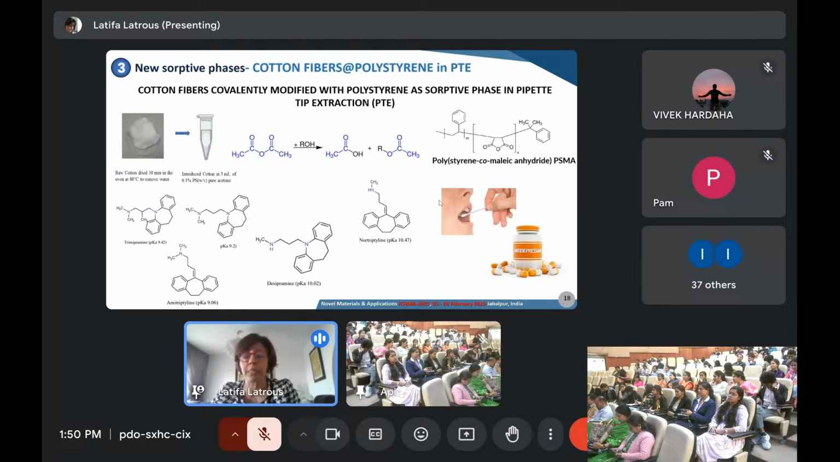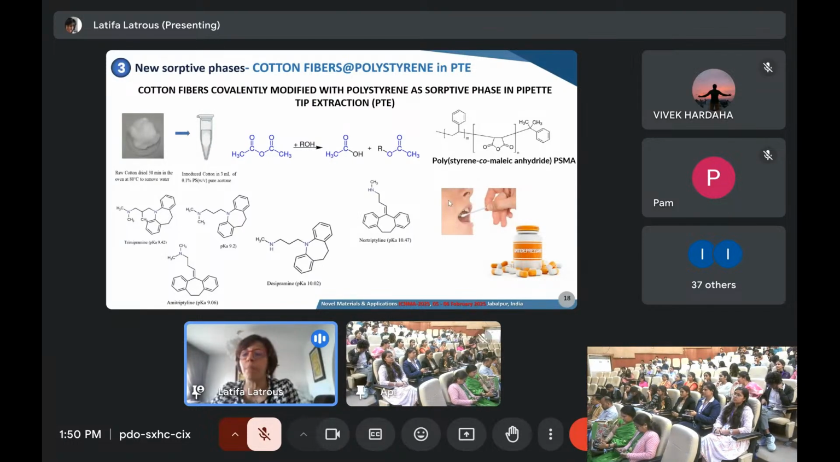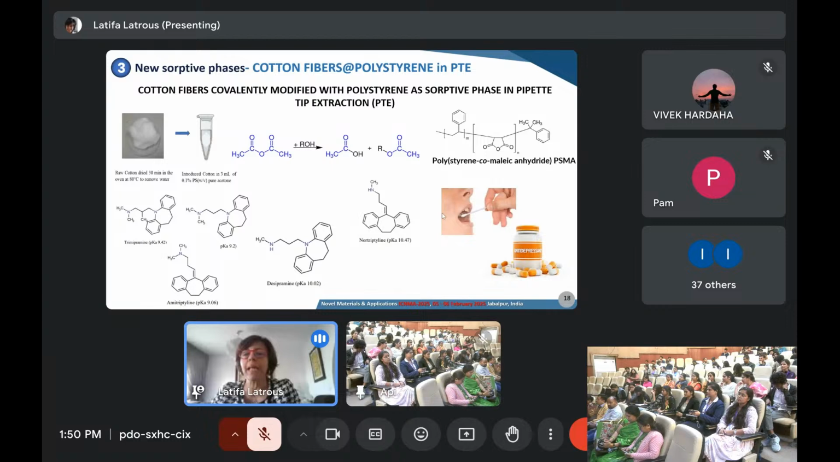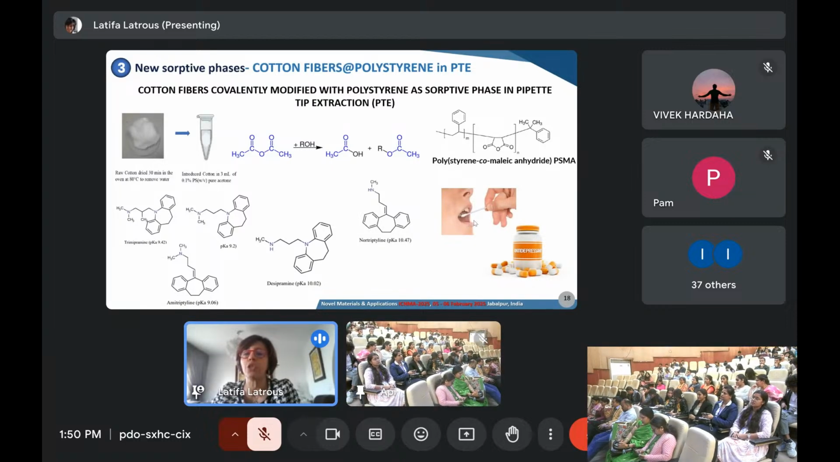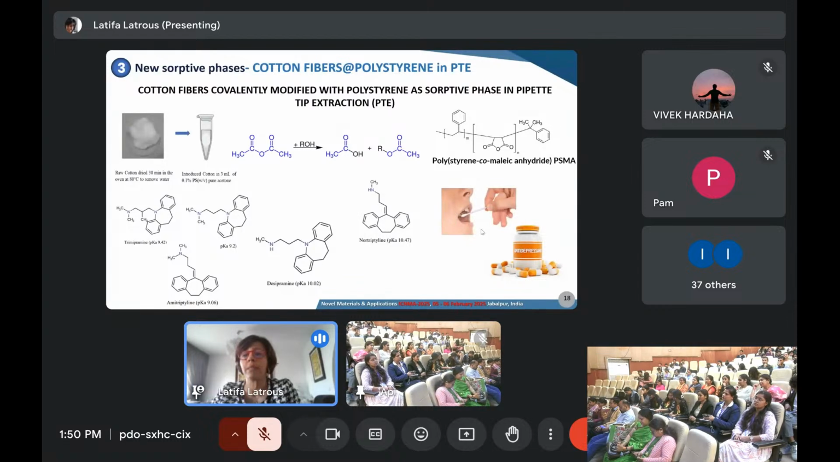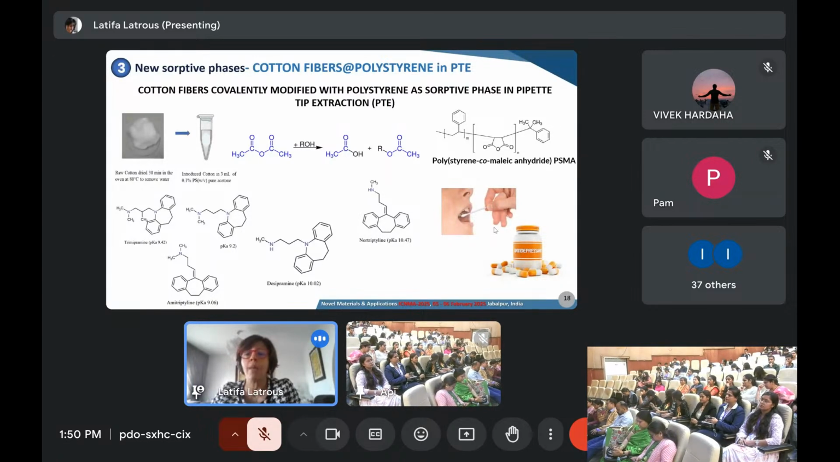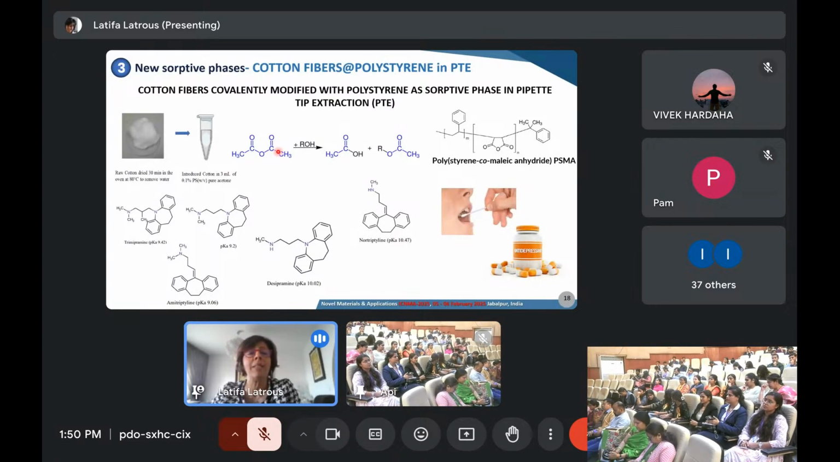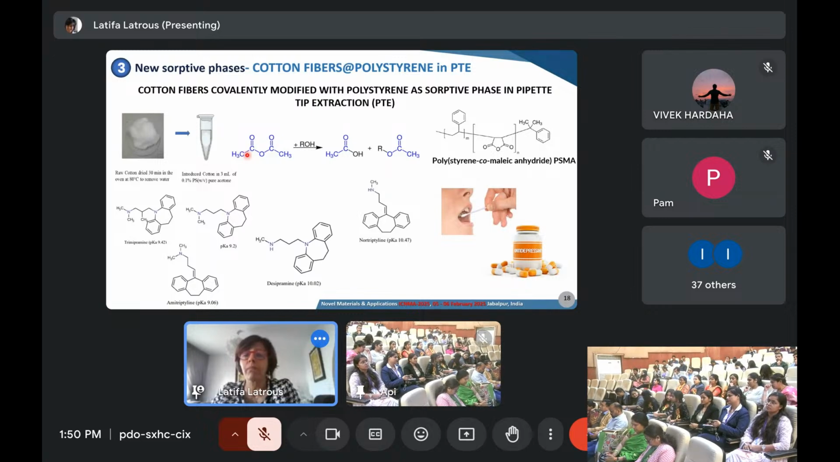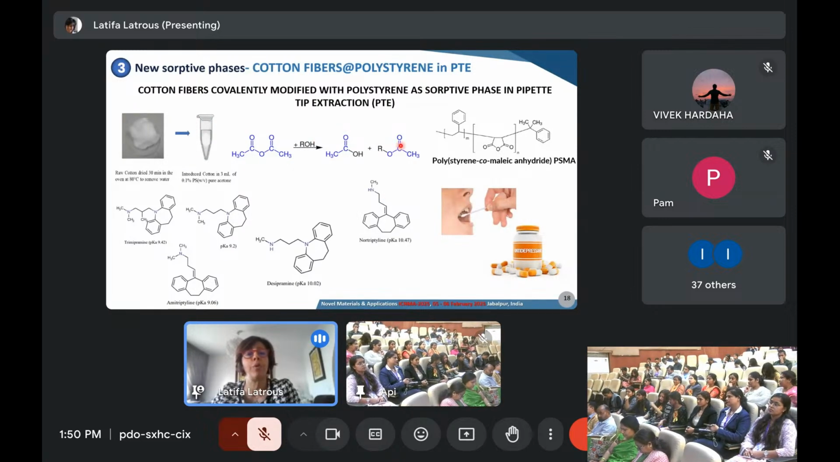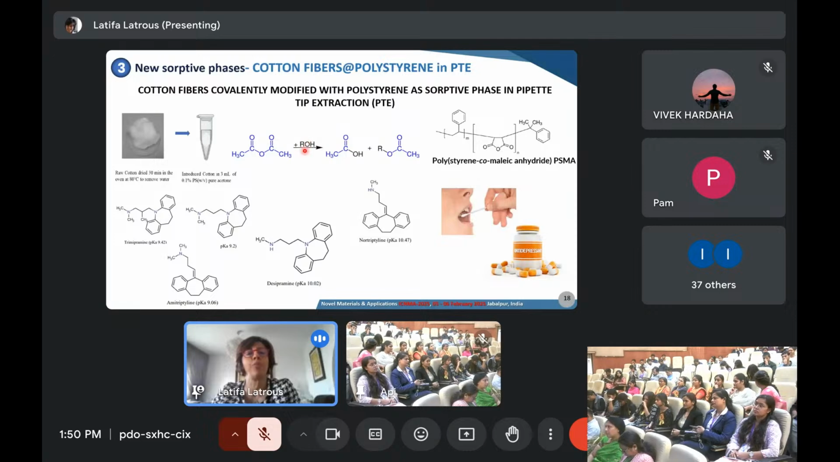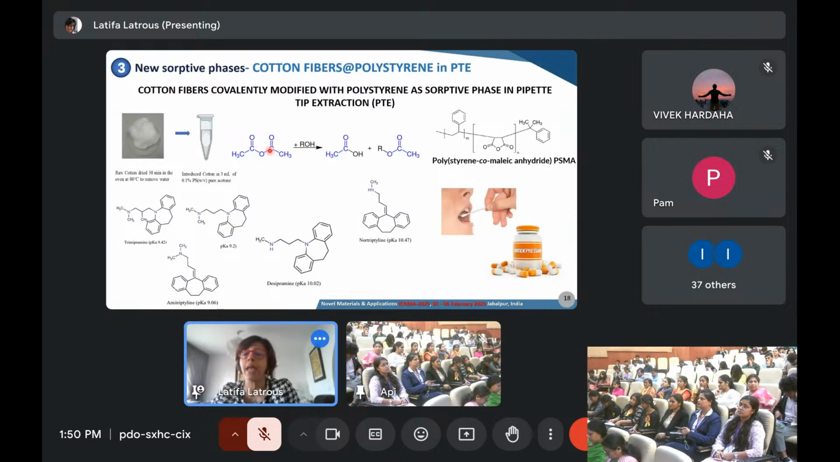Simple procedure. So to keep it simple, click chemistry was selected for the modification, taking advantage of the rapid and straightforward reaction between alcohol and anhydrides. So I present here the schema of the reaction between alcohol and anhydride.